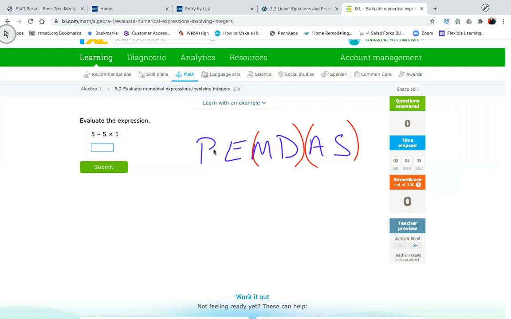from left to right. So P, what does P stand for, Ellie? Isn't it parentheses? Parentheses. That's these things. What about E, Chucky? Exponent. Exponents. That's these little guys, like the little two.